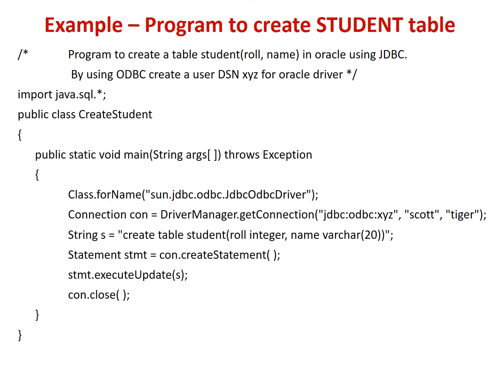Into the brackets, the first is the DSN, jdbc:odbc:XYZ. After this, the username scott and the password tiger. Then the string s = "create table student(roll integer, name varchar(20))". After this, create the statement object, that is Statement stmt = con.createStatement(). Now submit the SQL statement assigned to the variable s to the DBMS by using stmt.executeUpdate(s), and at the end close the connection by using con.close().